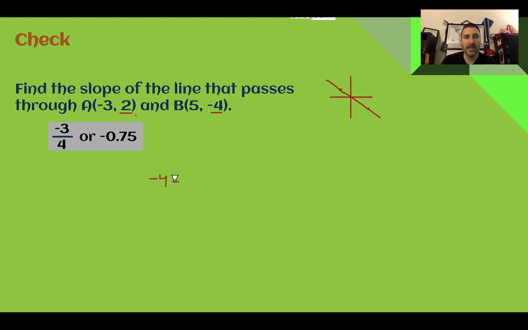I'm going to do -4 minus 2, and I get -6. Since I did the second one first, I have to keep the second one first. 5 minus -3, which is negative, add, so 5 plus 3 is 8. I get -6 over 8, which reduces to -3/4. So this was going down 6 over 8, or down 3 over 4.